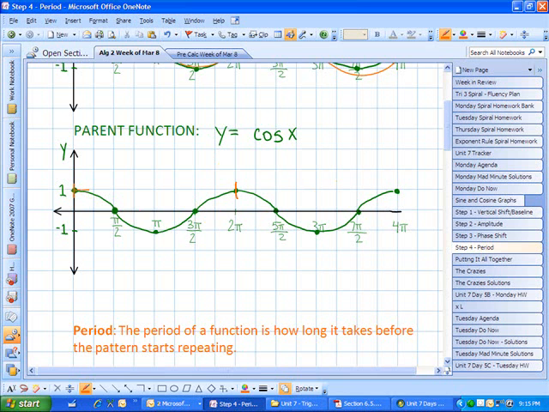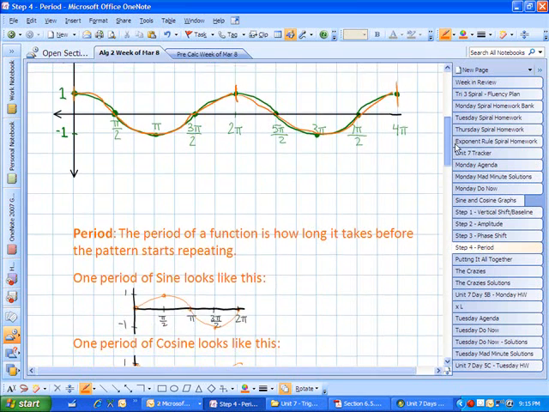Cosine starts at the top, baseline, bottom, baseline, back to the top. That took 2 pi. That's why the period is 2 pi. Same thing here. Sine starts at the baseline, top, baseline, bottom, baseline. It took 2 pi to do that. That is a period of 2 pi.